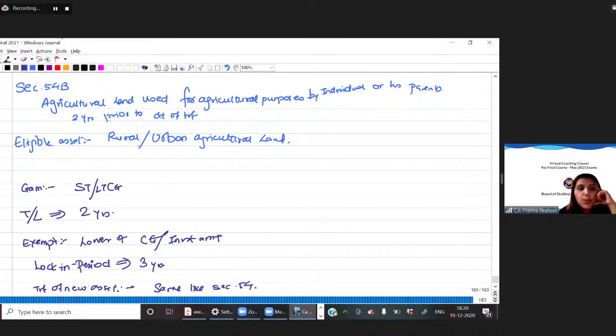So in this case, the new asset is rural agricultural land. If you sell rural agricultural land, it is not considered a capital asset itself. So that will not result in any capital gains if you transfer it within 3 years. Exemption will be revoked, that's a different scenario. But there will not be any capital gains because rural agricultural land is not considered a capital asset. Are you clear with this?